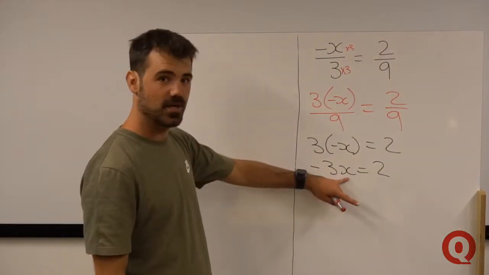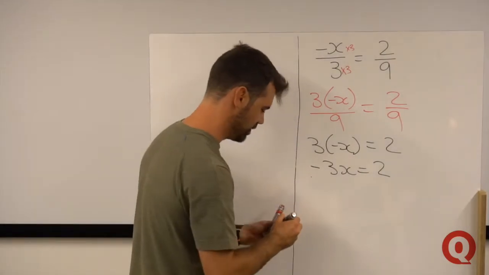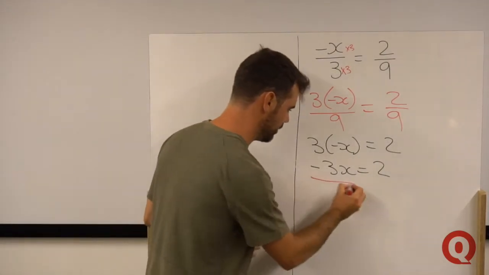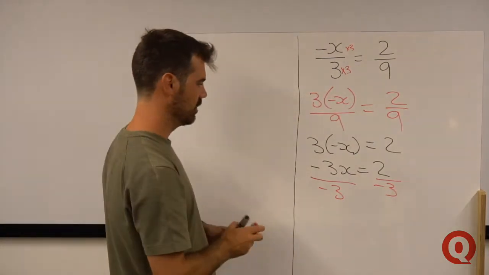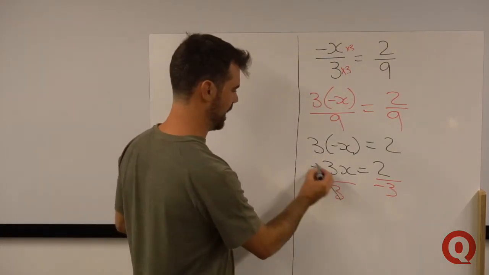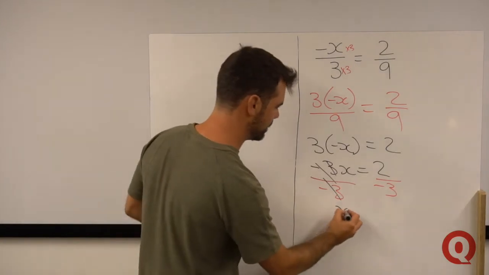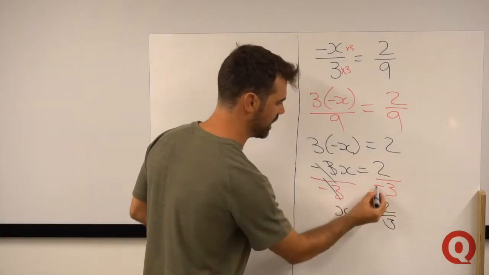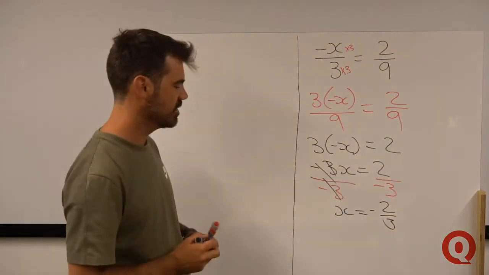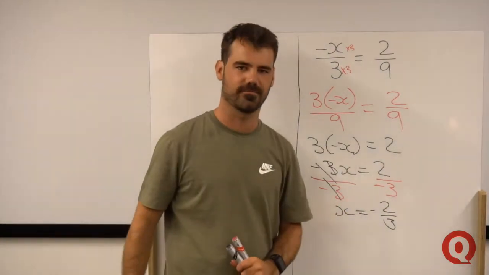If I'm to get x on its own, let's use red to show you the task here. Divide by negative 3, divide that side by negative 3. What's going to happen? These are going to cancel out. I'm going to have x is equal to 2 over 3, and it's a positive divided by negative, so it's going to be a negative. So my answer is x is equal to negative 2 over 3.